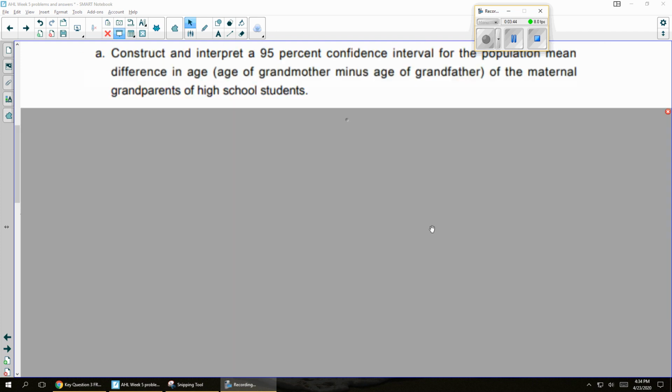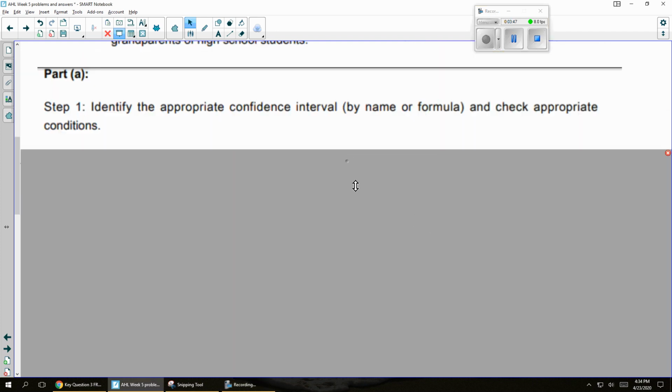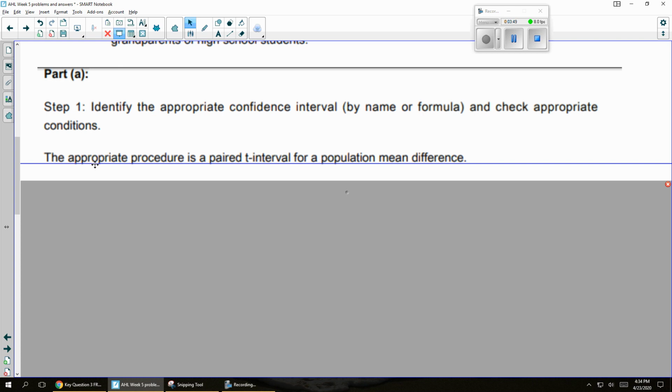So let's look and see at how this solution would actually work. First of all, as we said, I'm going to do a paired t-interval for population mean difference.